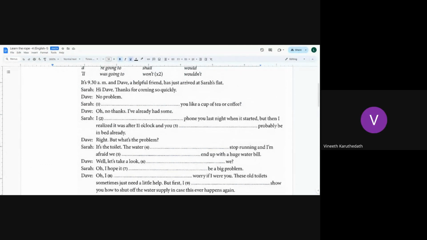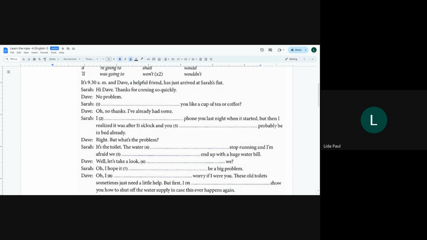We will, not shall. Shall, I told you, we only use in contexts where you have to seek permission. We don't use it elsewhere. So will, and the will is also given in short form, apostrophe LL. So that's what you're going to use here: I'm afraid we'll end up with a huge water bill.